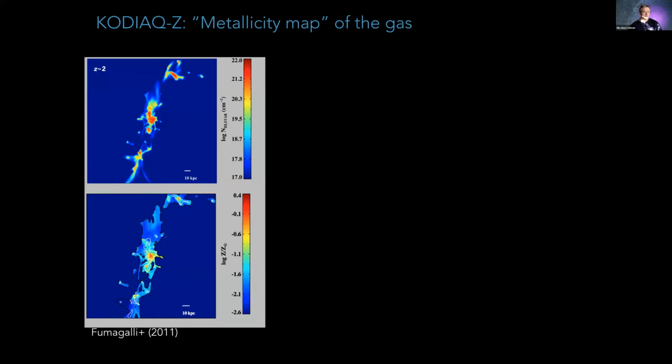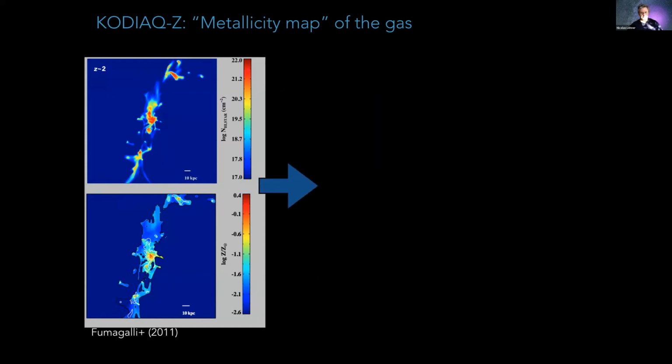Changing gear here, and going on to the current survey, that's KODIAQ-Z, where the goal is to map the metallicity of gas at this interface between galaxy and the IGM. On the left here, what I show is a cosmological simulation, and this is what we would love to do with observation, but we're not quite there yet.